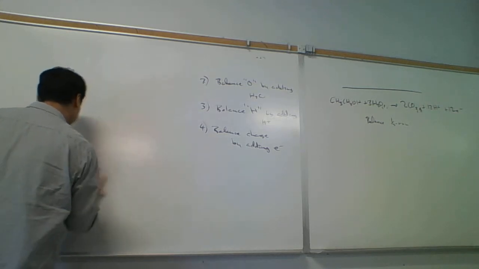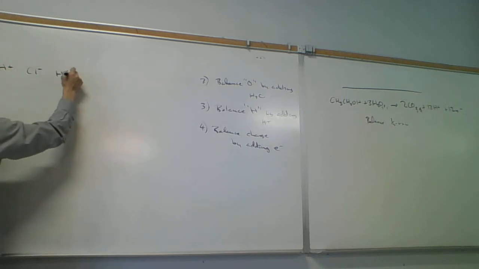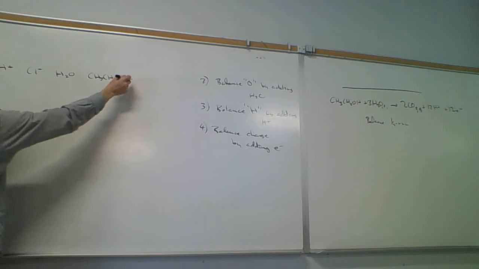That happened in lab. And so the explosion happened based on having potassium ions. So we're going back to the reaction here: permanganate ions, H plus ions, chloride ions, water, and ethanol, CH3CH2OH.